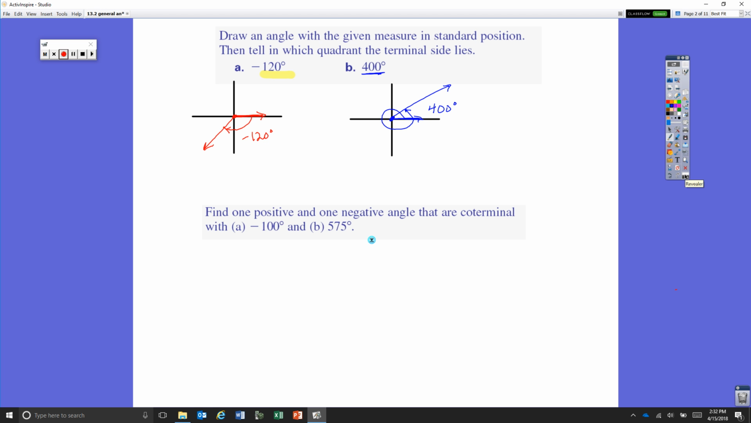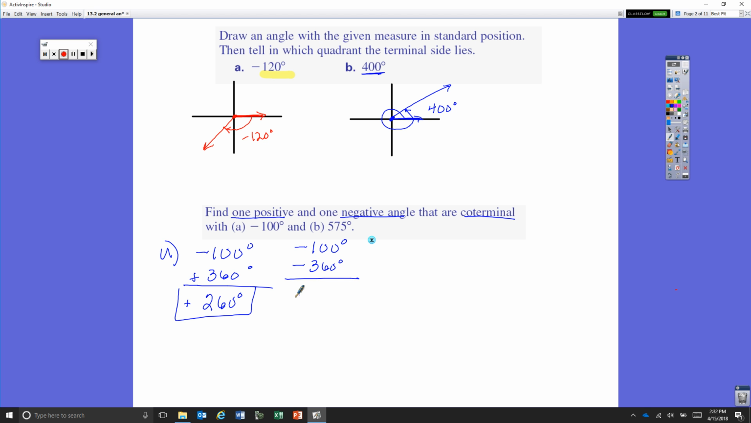Okay? This time we're asked to give a positive and a negative coterminal angle, first of all, to negative 100 degrees. Well, if I'm going to go positive, I'm going to have to add 360. That would bring me to 260 degrees. This would be a positive coterminal. If I would go more negative, I would subtract 360. And that will give me a negative 460 degrees. That would be two coterminal angles.